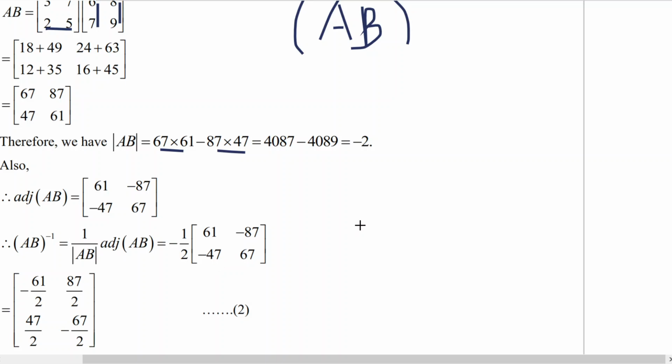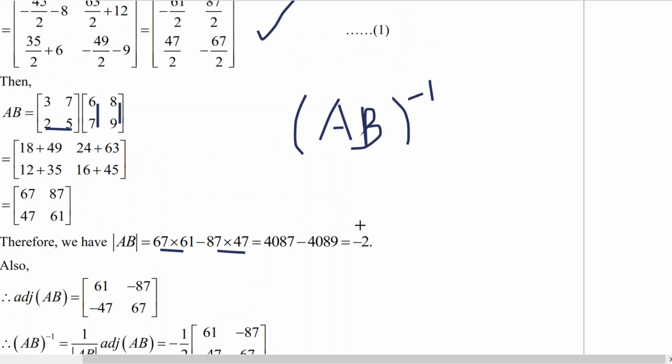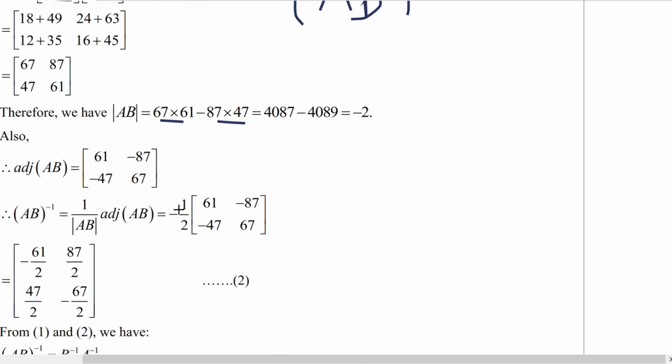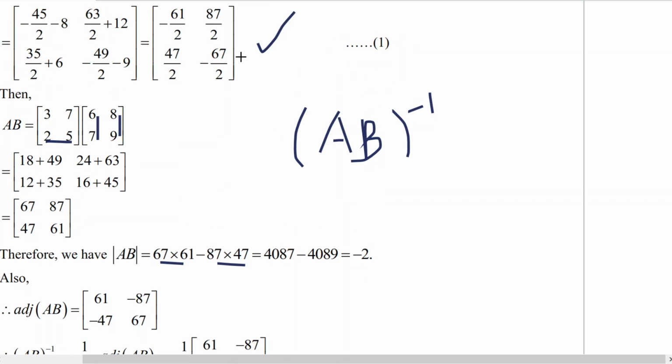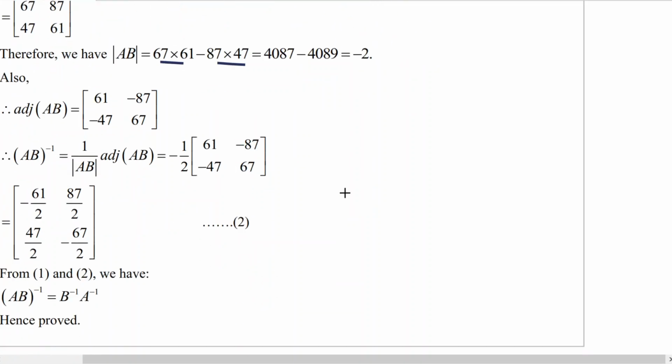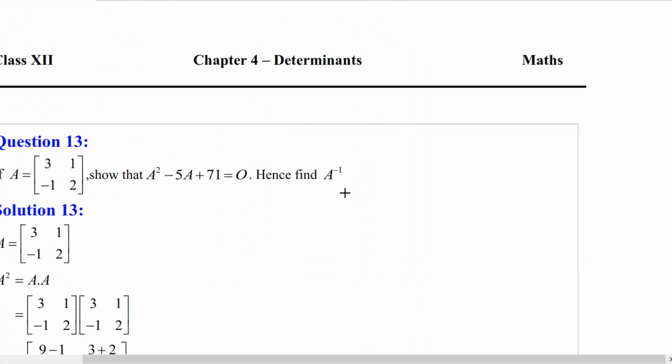So now we can match our answer. We have got the answer. Here we have got minus 61 by 2. Here also it is minus 61 by 2. Minus half is outside, therefore. Here we have 87 by 2. Again minus half into minus 87 is 87 by 2. Minus half into minus 47 is 47 by 2. Minus half into 67 is minus 67 by 2. So everything is right. We have proved it.